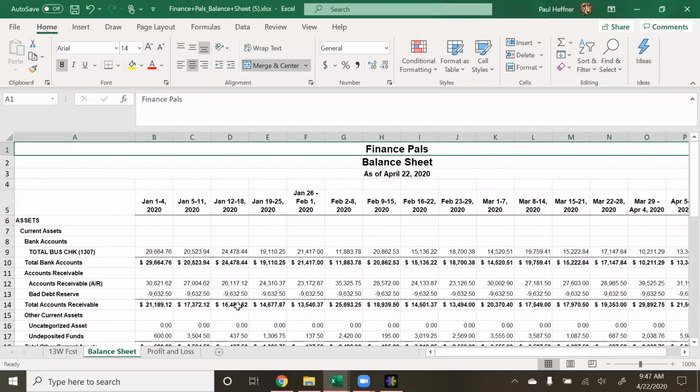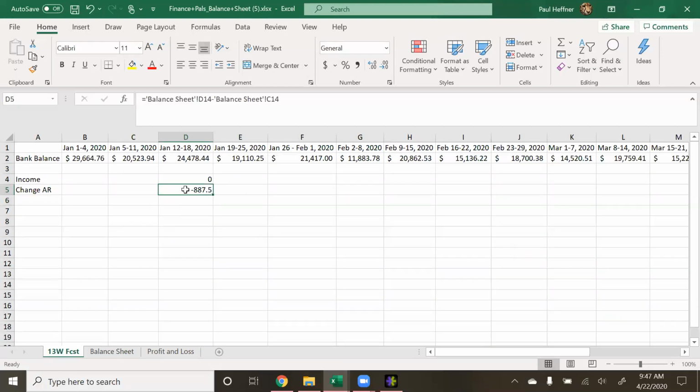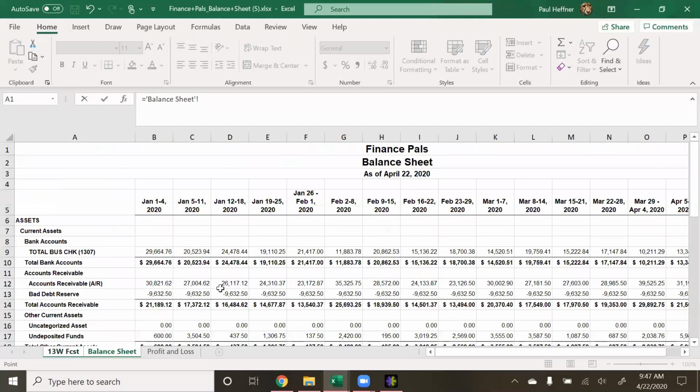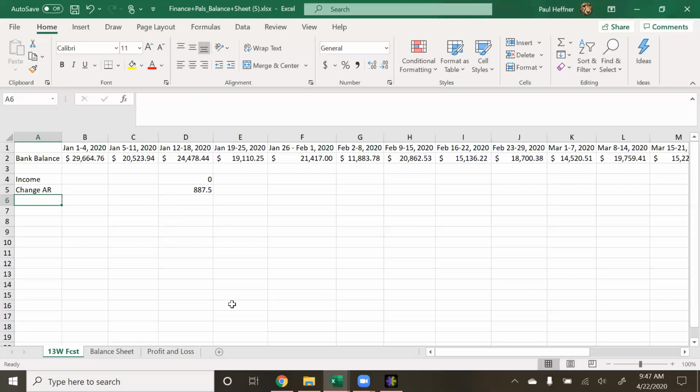Let's see, I want to do the sign the other way. Yeah, the sign should be going the other way. I don't know what I did, but we'll try it again. Okay, and so this is our money.